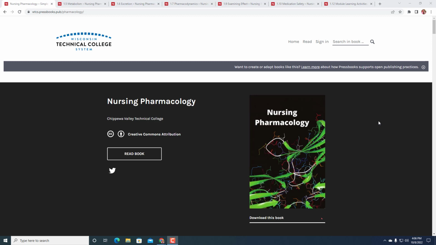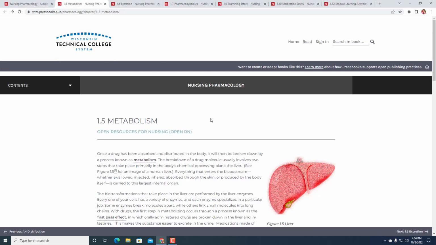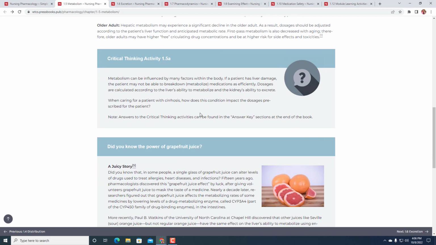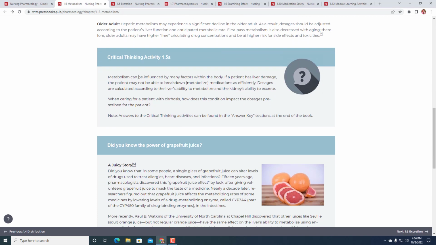So we're not going to be skipping around as much as we're just going to zero in on those activities that really focus on critical thinking. And then if you want more information, you can always go back to the book itself to check it out. So the way it works is we're just going to go here and we see, okay, critical thinking activity 1.5a.